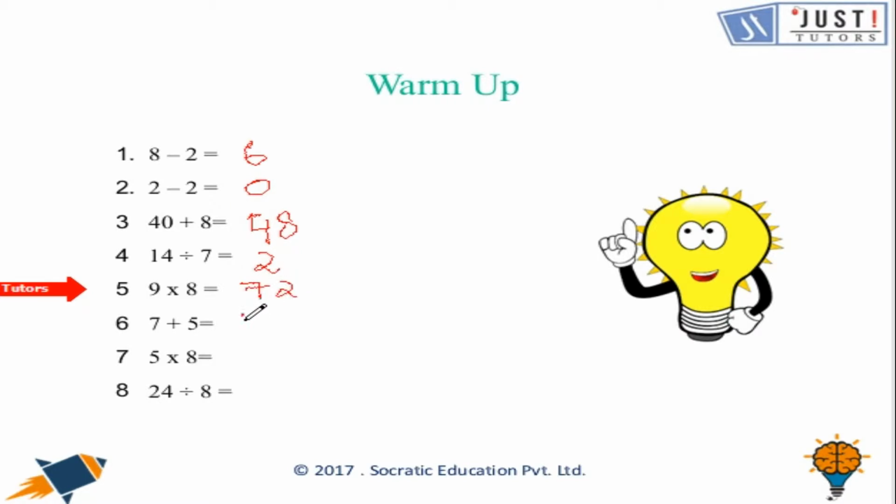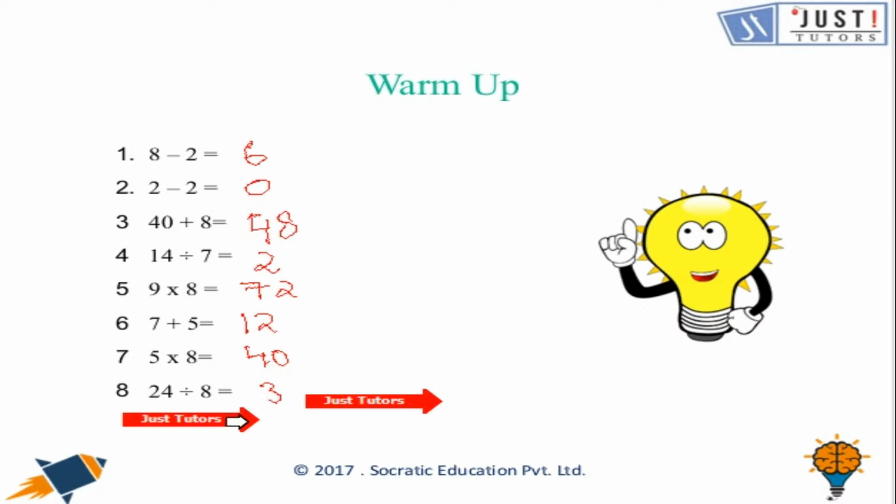7 add 5 is 12. 5 times 8 is 40. 24 divided by 8 is 3. You can check your answers from here. Let's move ahead.